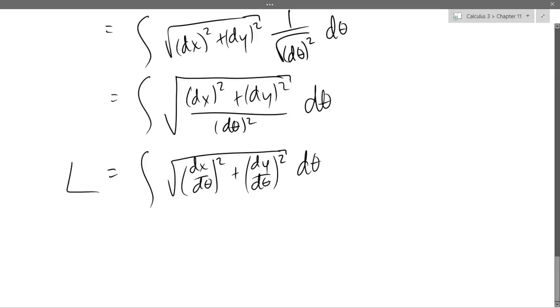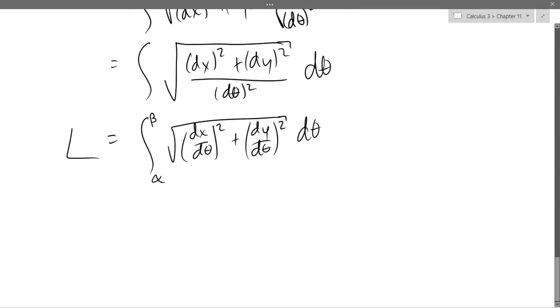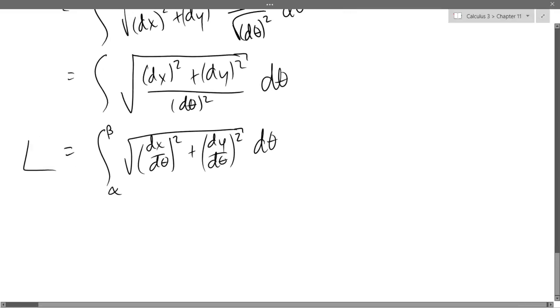So that's the arc length formula we're going to use, and our thetas go from alpha to beta. So they went A to B before, but we're just going to switch to Greek A and B, so it's alpha and beta. So what we need to compute is, what is dx/d theta and dy/d theta? And then this will be in a form a little bit more useful.